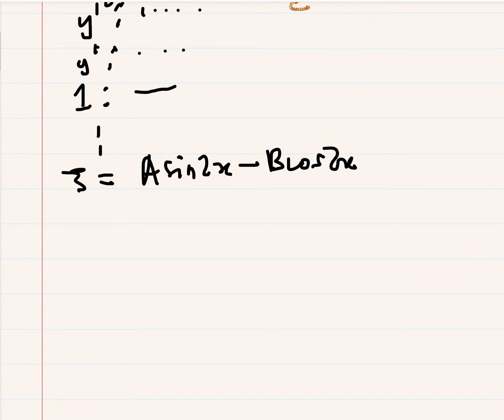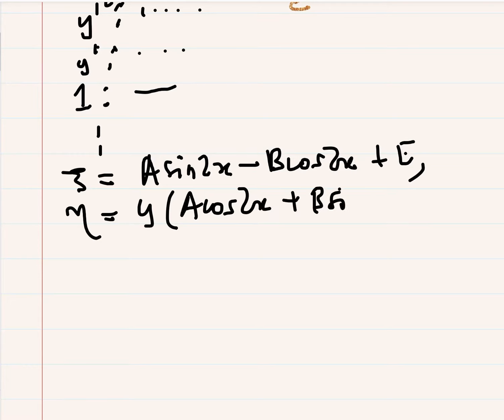What we end up with in the end, after going through the whole procedure, is a specific form of the xi's and etas. We finally get that xi is equal to a sine 2x, where a now is a genuine constant independent of any of the variables, minus b cos 2x plus some constant e, and the eta can be shown to be y times a cos 2x plus b sine 2x. So what we have are 3 arbitrary constants, capital A, B, and E.